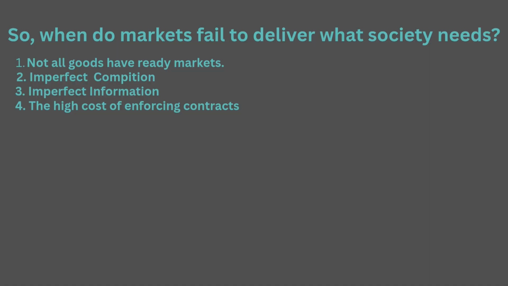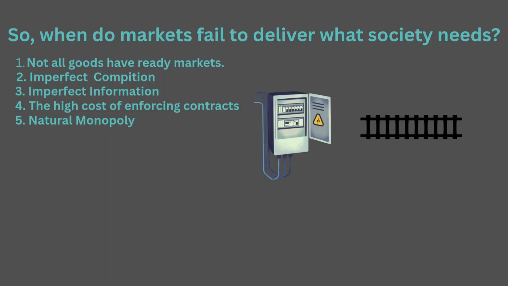Fourth, the high cost of enforcing contracts. Imagine every deal you make requiring a lawyer or a court. That's expensive and time-consuming. Without a reliable legal system, markets can't function smoothly. Fifth, natural monopolies. Services like electricity or railroads have high fixed costs, but low costs for each additional user. This creates conditions where one provider dominates. Left unregulated, they may exploit their position. That's why governments often step in, either to regulate or provide the service directly.